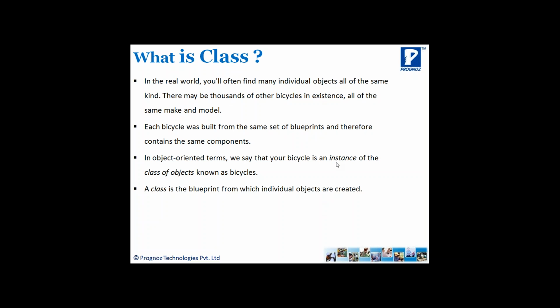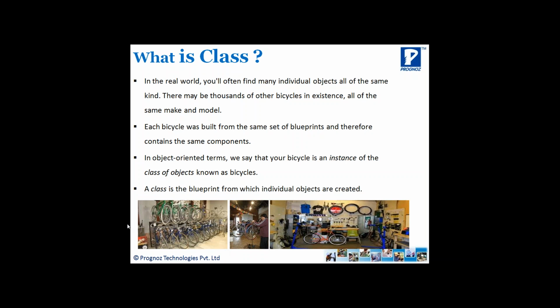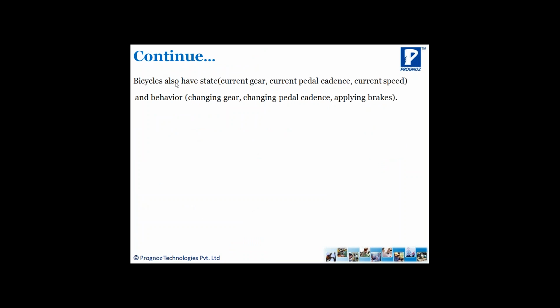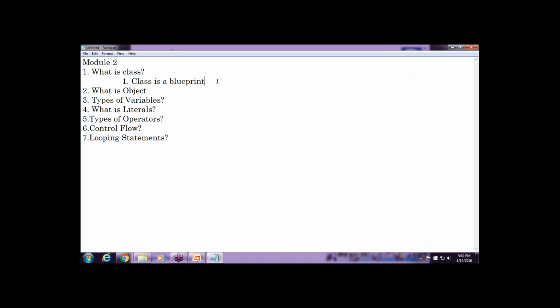Here a bicycle is an instance of a class of objects known as bicycle. As I mentioned, a class is the blueprint from which individual objects are created. In this diagram, the bicycles are created based on this blueprint, n number of bicycles. Whether we call bicycle a class or an object, it has a state and behavior. Whatever class we talk about, every class has a state and also a behavior.